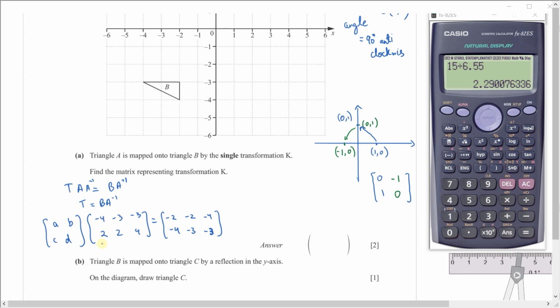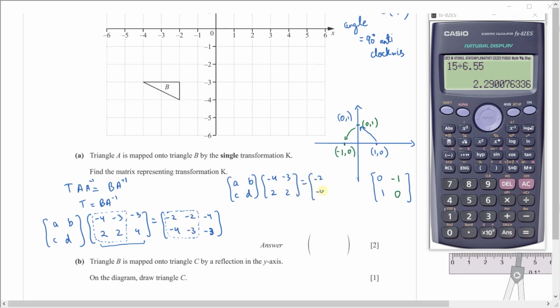But you haven't learned how to find an inverse of a rectangular matrix. You have only learned how to find the inverse of a 2 by 2 square matrix. So what I can do is take any two vertices of triangle A, apply the transformation, and I know that they will be mapped onto these two vertices of triangle B. So now I will get the equation ABCD multiplied by these two vertices of triangle A, -4, 2, -3, 2, will give me these two vertices of triangle B.